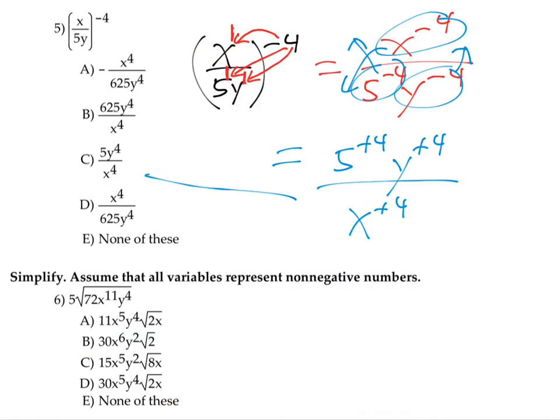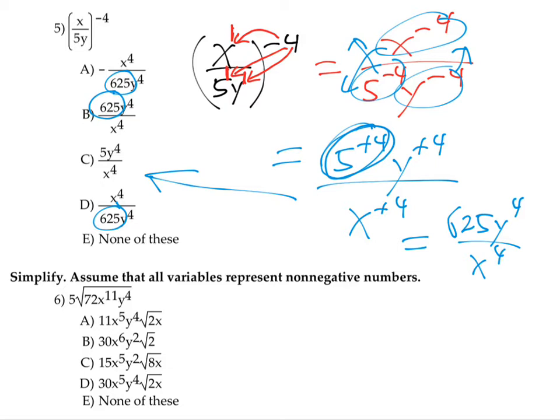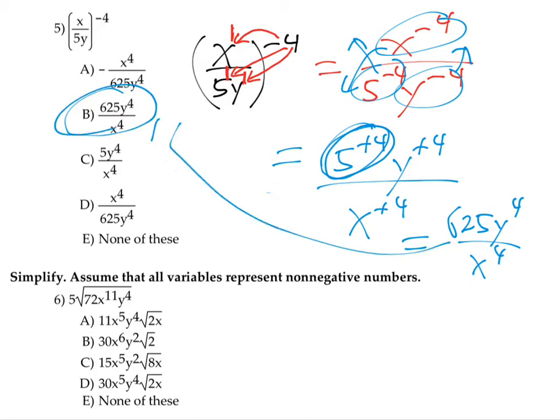Whereas on this one, I look over and I go, oh, look, they got some 625s. So I bet you, if I take that thing and take my handy-dandy calculator and I go 5 times 5 times 5 times 5, I bet you I'm going to get a 625, right? That's all this means, right? We good with that? 5 times 5, 4 times. So that's going to be 625 y to the 4th over x to the 4th. Which answer is that? B. Yeah, it's B, isn't it? There it is. It is B.